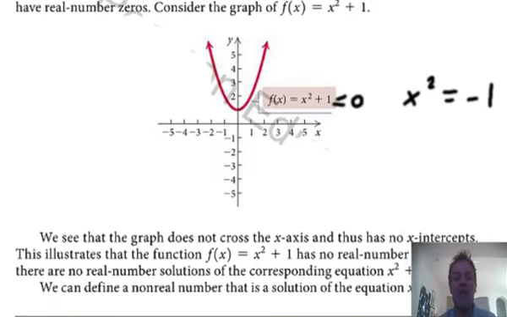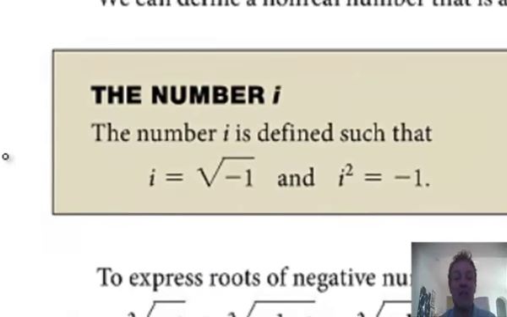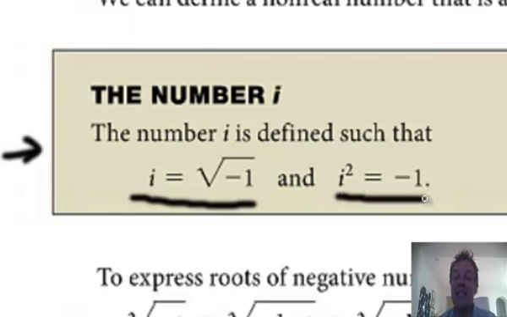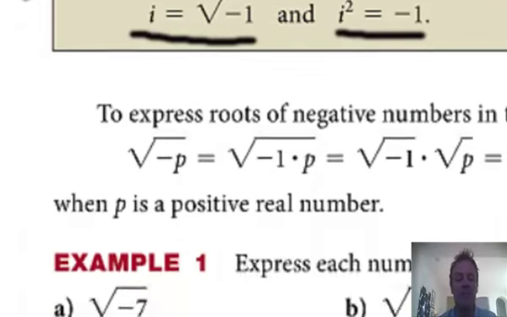Now then, if we define this, important box here, if we define the square root of negative 1 as the letter i, we can do some calculations. So i equals the square root of negative 1. If I square both sides, importantly, i squared is negative 1. i squared equals negative 1. Remember that for later. So let's have a look at some examples.